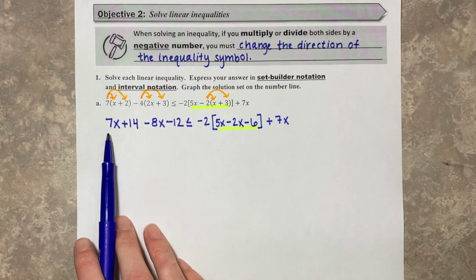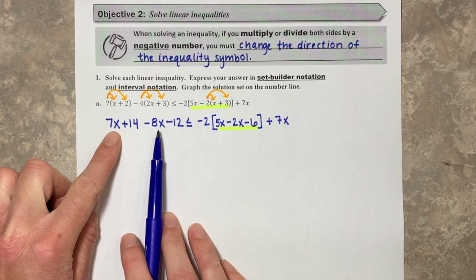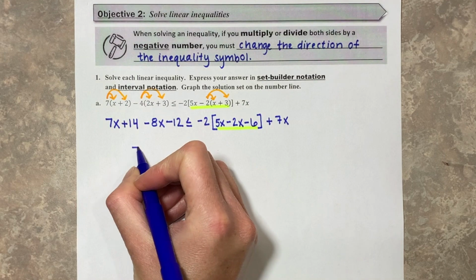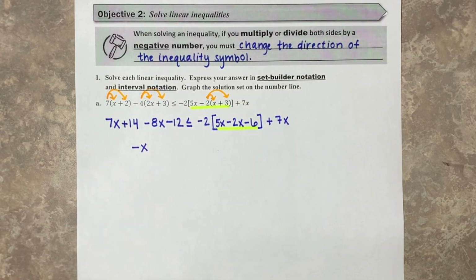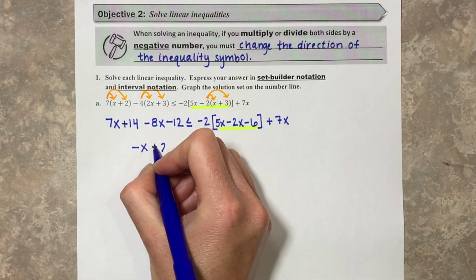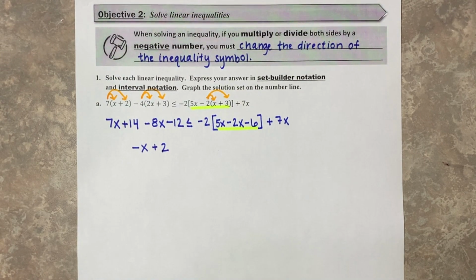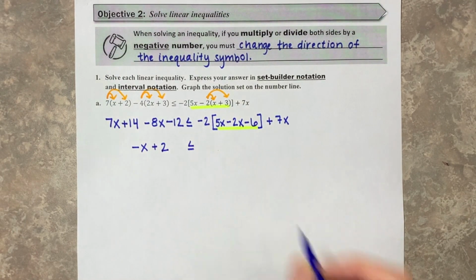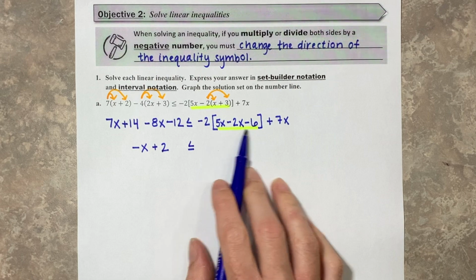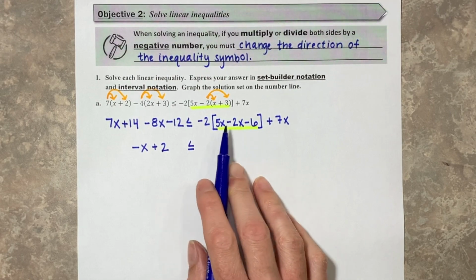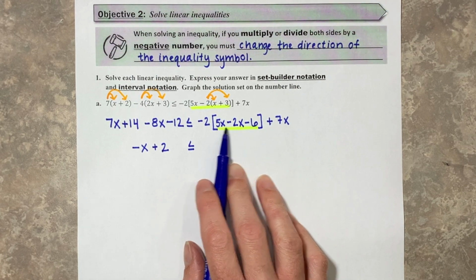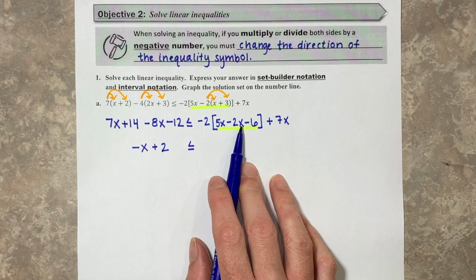On the left, let's combine like terms. 7x minus 8x gives us negative 1x or negative x, and 14 minus 12 gives us a positive 2. Then we'll bring down our inequality symbol, and again, we're going to focus inside these brackets, and we can combine the like terms. 5x minus 2x will give us 3x.